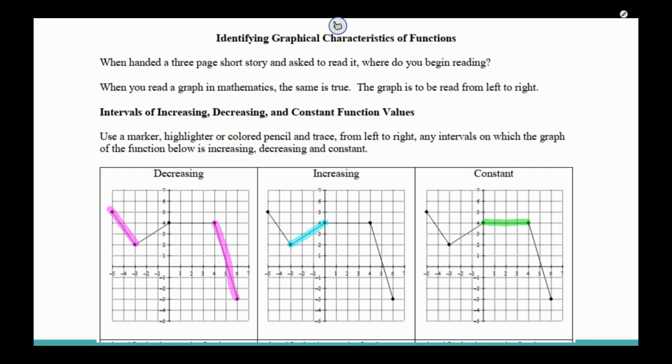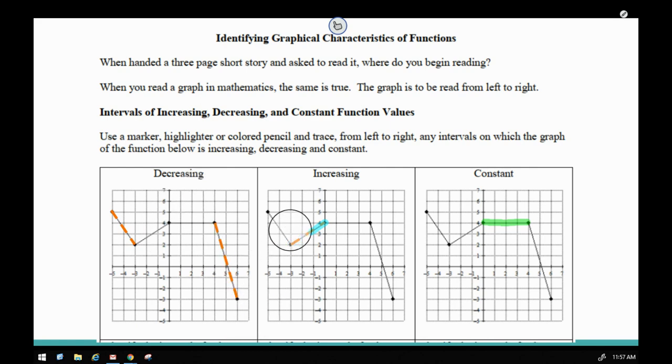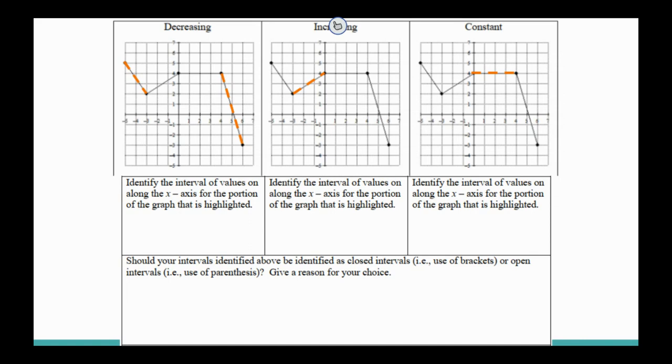All right, that's pretty easy. I can go to the next one. Here we go. Okay, so it says identify the intervals of values along the x-axis for the portion of the graph that's highlighted. So you're using your interval notation, identifying your interval of values for what we highlighted.